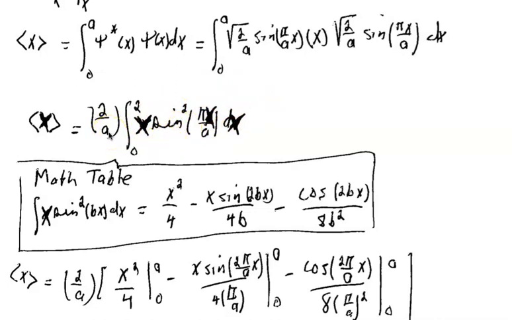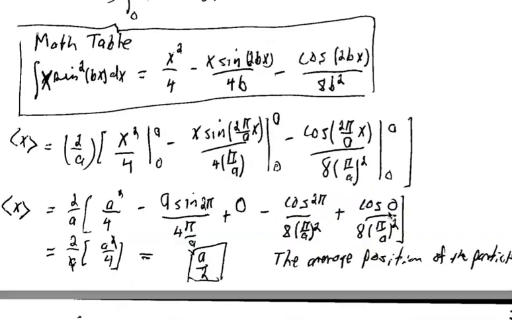But the square root of 2 over a has no physical meaning. Now, in order to perform this integral, I go to my math table once again, and there it is. The integral of x sine squared bx is equal to this quantity here. So I put in the requisite number of quantities here, make the appropriate substitution, and I get that the expectation value of x is a over 2.